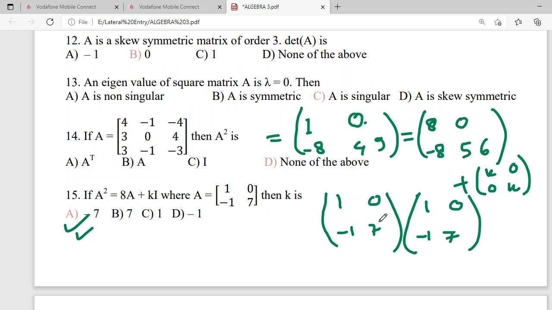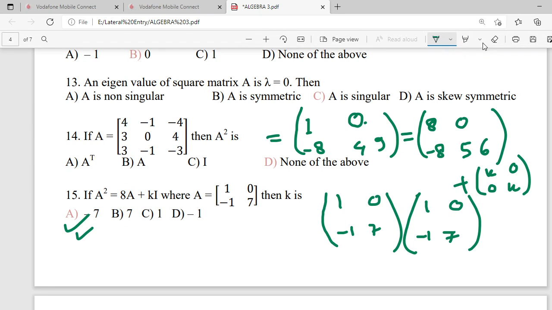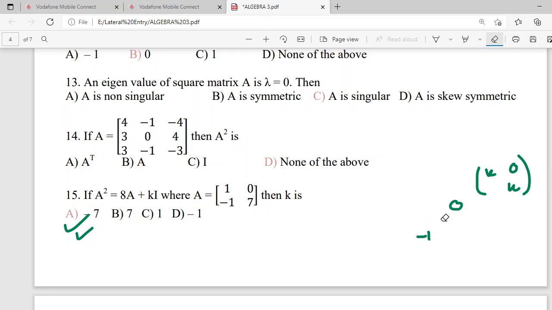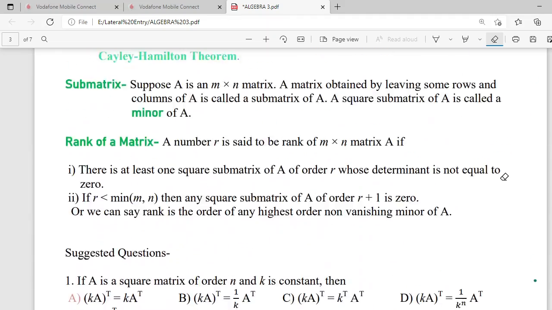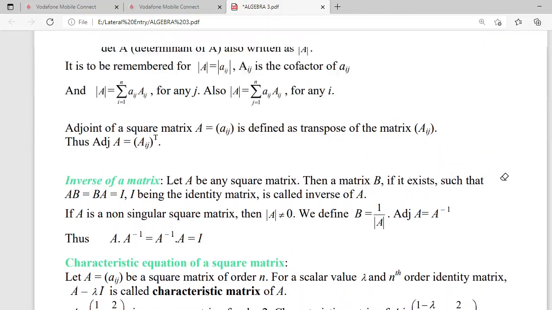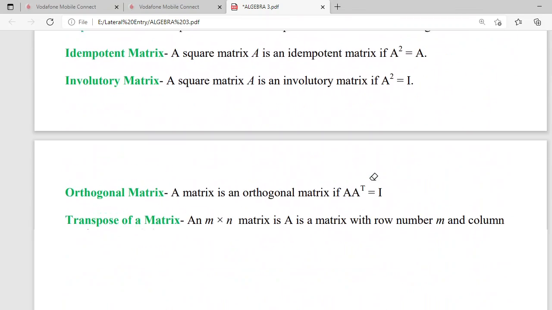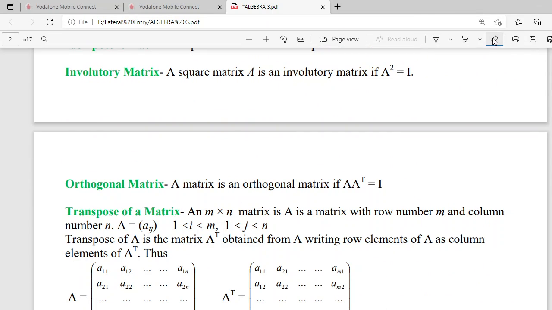These things I have selected from your previous question papers. On the basis of this I have solved these problems, and on the basis of this I am writing some theory parts. You go through these things, the definitions. I think these are sufficient, and if you find any difficulties here, you can call me and we can discuss these things.